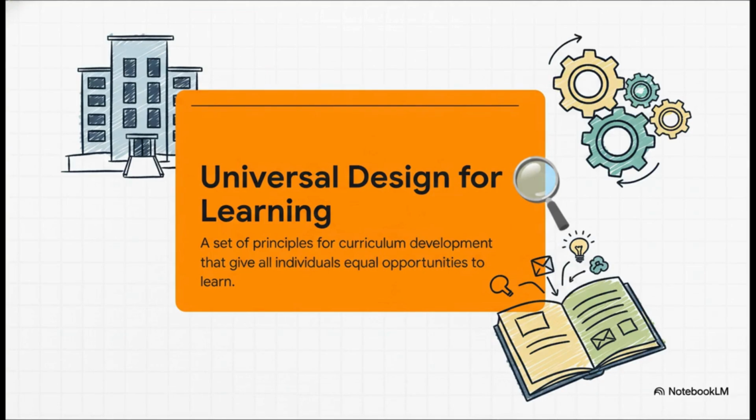The official definition is pretty clear. It's a set of principles for curriculum that give all individuals equal opportunities to learn. The best way to think about it is like architecture. Instead of building a building and then adding a wheelchair ramp later as an afterthought, you design the building with ramps and elevators from the very beginning. UDL does the exact same thing, but for lesson plans. It's about building accessibility in from the start.